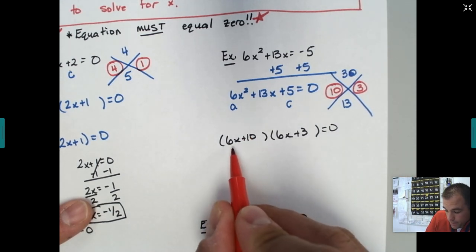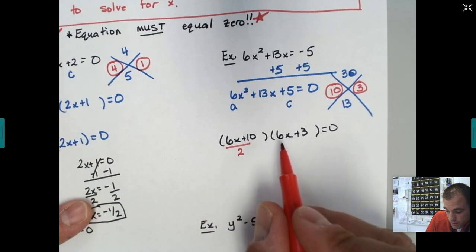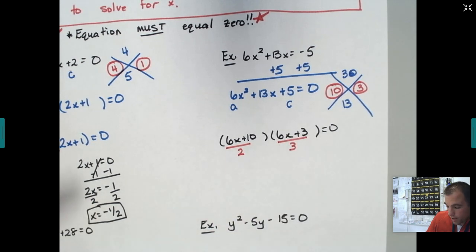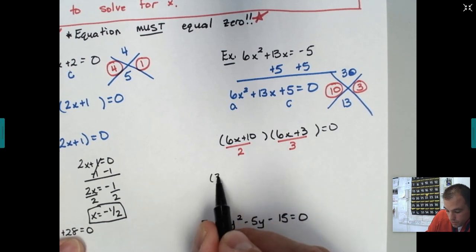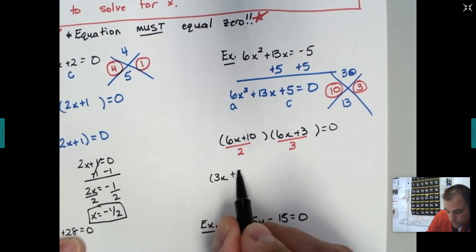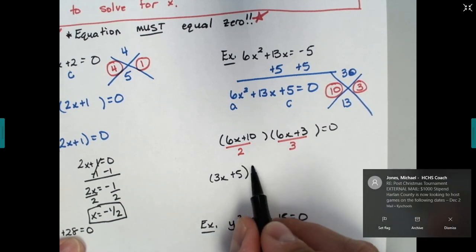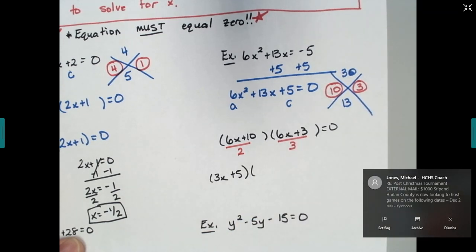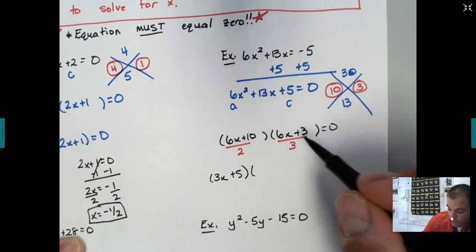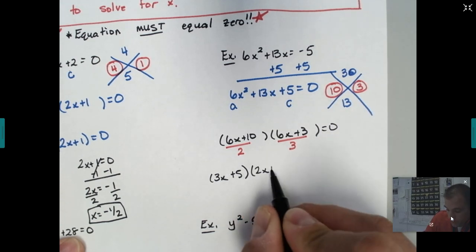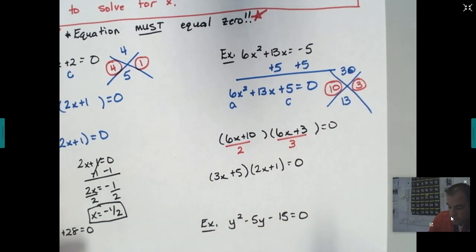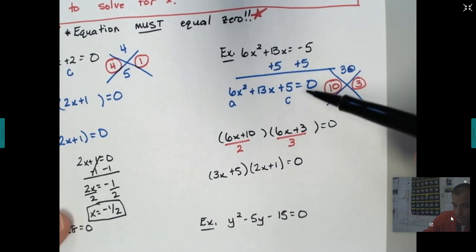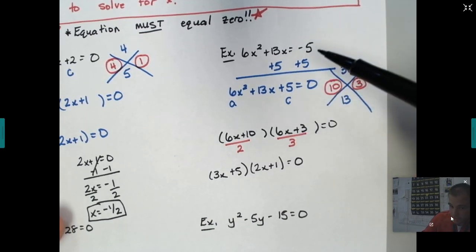6 and 10, they both have a 2 in common. 6 and 3, they both have a 3 in common. So I could divide both of them. 6 divided by 2 is 3x. 10 divided by 2 is 5. 6 divided by 3 is 2x. 3 divided by 3 is 1. All of that we did last class. Right? None of that is new.